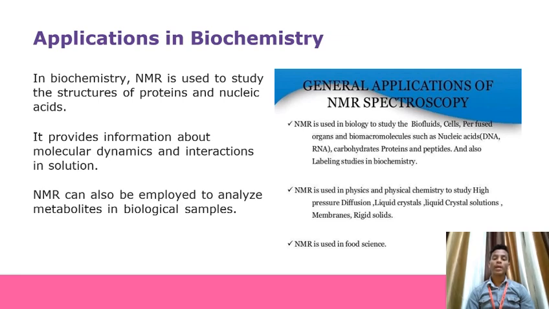General applications of NMR spectroscopy. NMR is used in biology to study biofluids, cells, perfused organs, and biomacromolecules such as nucleic acids, DNA, RNA, carbohydrates, proteins, and peptides, and also in laboratory studies in biochemistry. NMR is used in physics and physical chemistry to study high pressure diffusion, liquid crystals, liquid crystal solutions, membranes, rigid solids. NMR is used in food science.